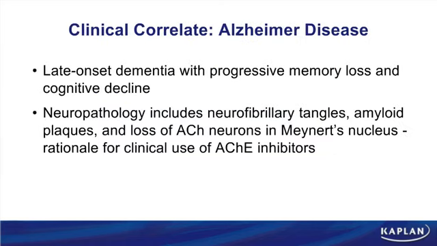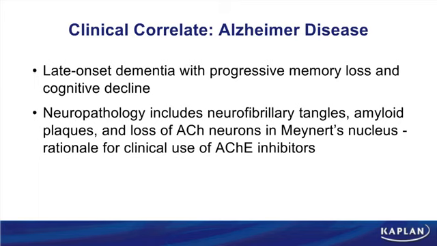In the margin is a note about Alzheimer's disease. Again, characterized by late onset dementia, progressive memory loss, and cognitive decline. Many people when they discuss Alzheimer's disease remember the neurofibrillary tangles and the amyloid plaques. But what I want you to consider is the rationale behind using acetylcholinesterase inhibitors to treat this disease. Remember, it's because of loss of cholinergic nerves in Meynert's nucleus. Another way to say that is patients with Alzheimer's have less acetylcholine. When we use an acetylcholinesterase inhibitor, we can increase the levels of that transmitter and have some benefit in the treatment of Alzheimer's.